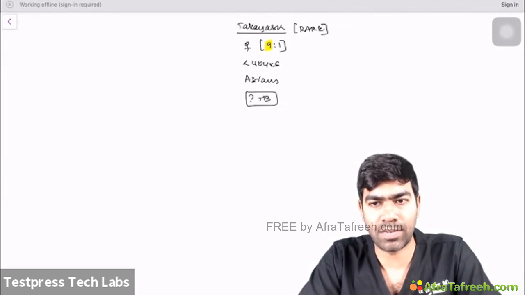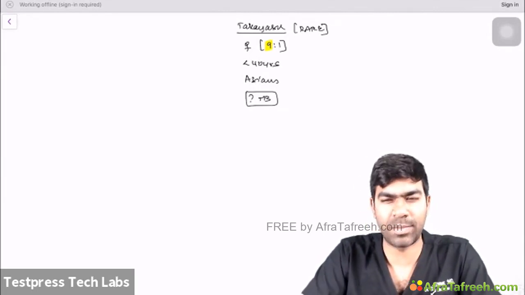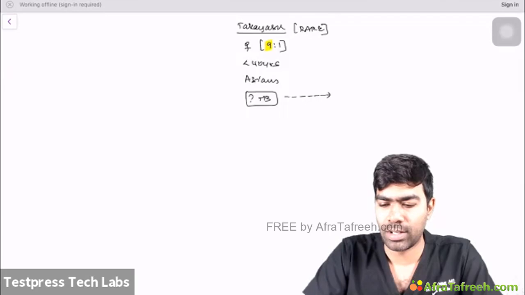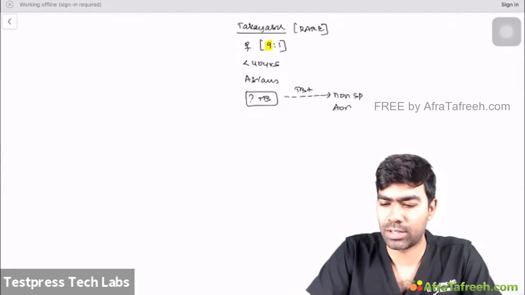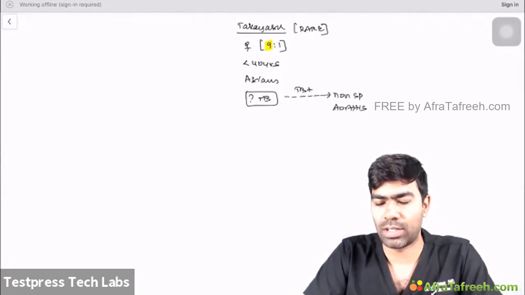this kind of large vessel vasculitis, because previously there were two confusions. One, if there is a TB association, this kind of disease was called non-specific aortitis. That's how they called it.